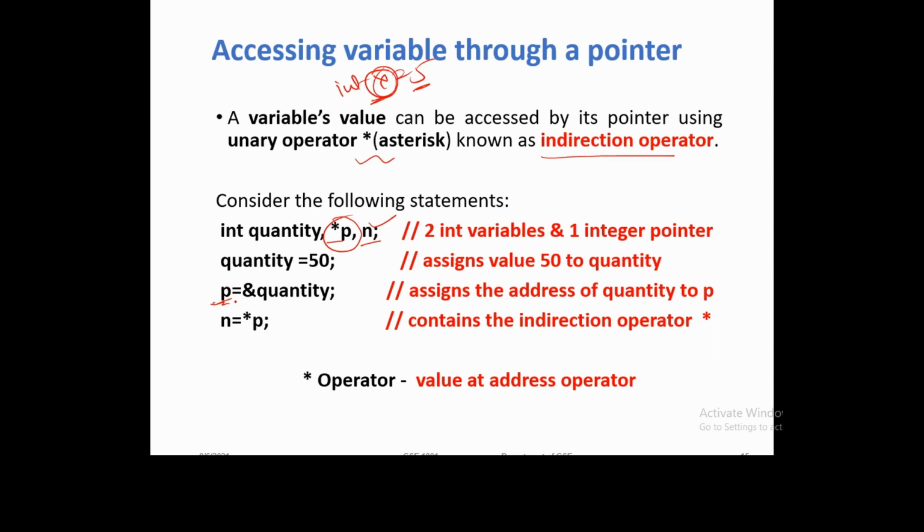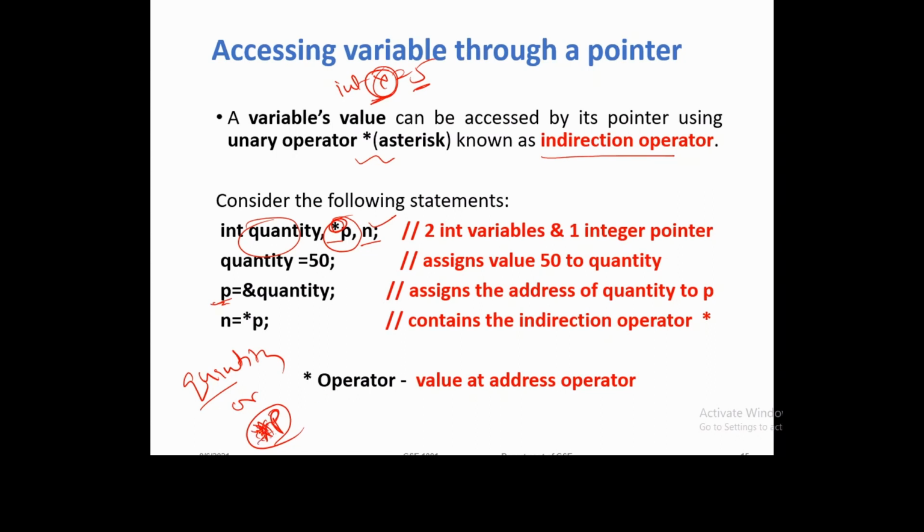So how can I use the value of this particular variable? I can use this asterisk sign. If I simply want to use that particular value, then I can use this quantity variable, or I can use it like this, star p. So whichever variable the pointer points to, we can write the pointer name with an asterisk sign in front of that. Okay, so how will we read it?